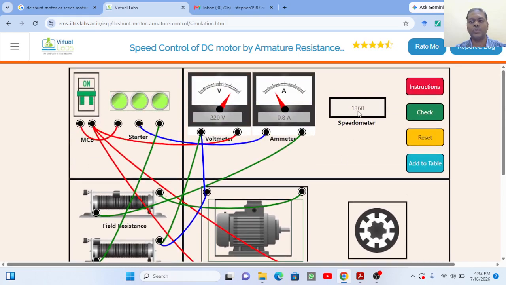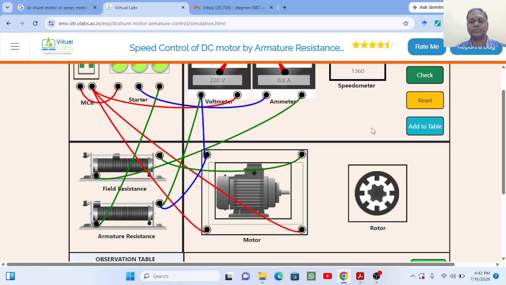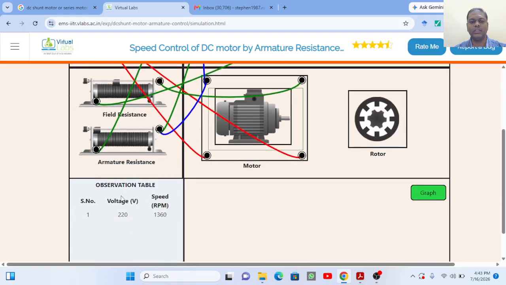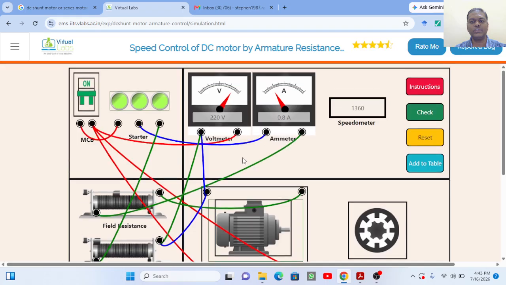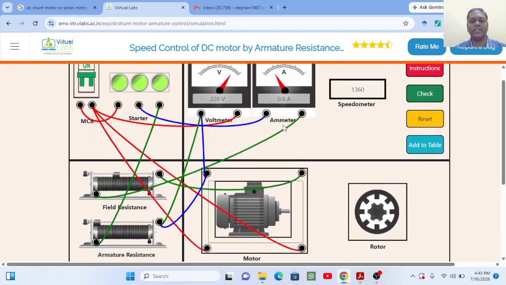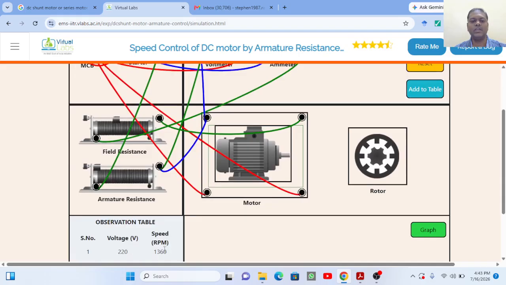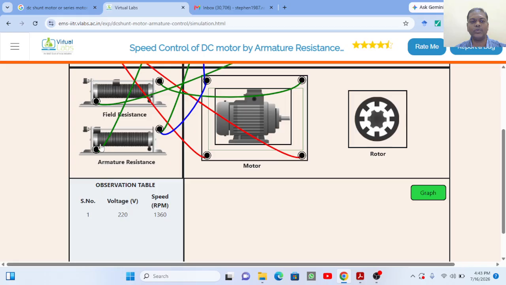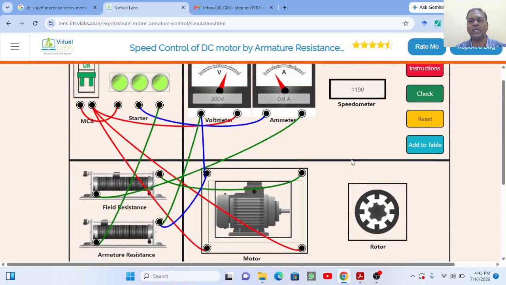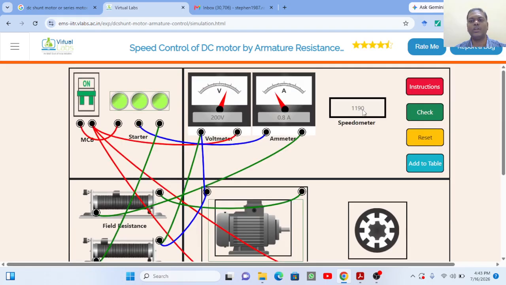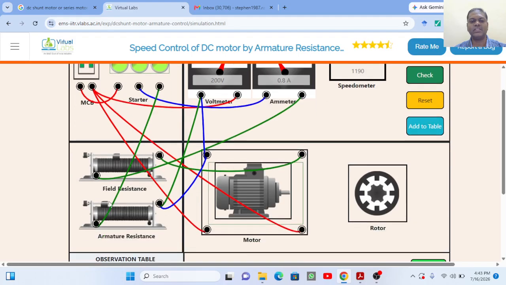Now the speed is 1360. Add to table. Here the voltage is 220 volts from the voltmeter, the ammeter shows 0.8 ampere and the speed is 1360 rpm. Now we are varying the armature resistance to the next position. Now we have seen that the speed is 1190. Then again you have to add to the table. Next again we have to change the armature resistance.